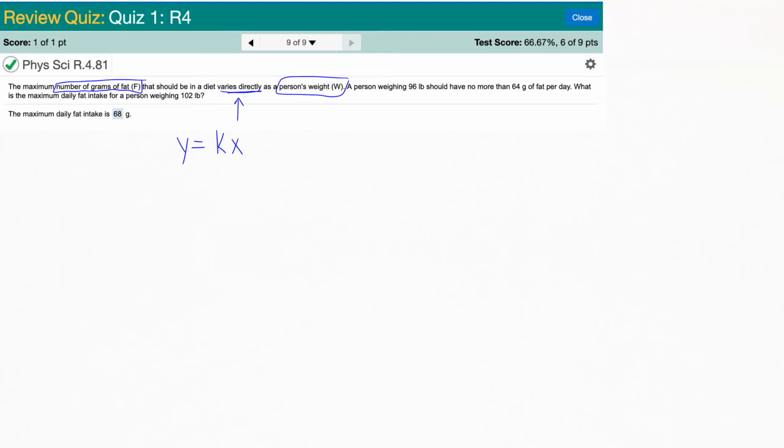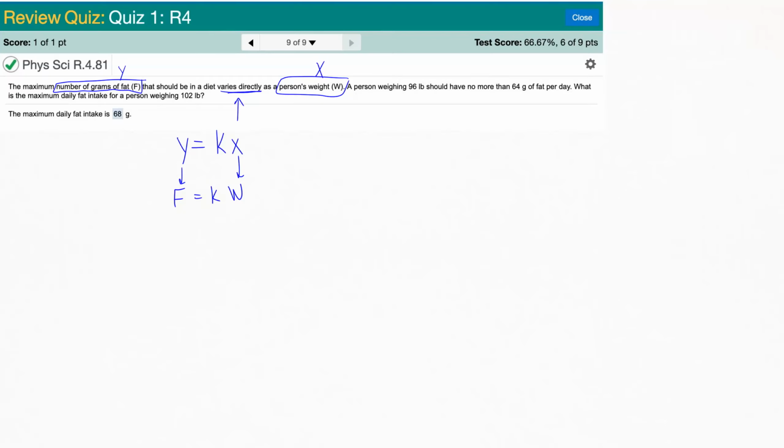The next thing to know is how the wording on this works. Whatever the first piece is they're talking about, that's always your y value, and whatever the second piece is they're talking about, that's always going to be your x value. So right now, I like to usually change these into letters that match up with what I'm looking at. So I would say f, fat, equals k, and then my x is going to be the weight, the w.